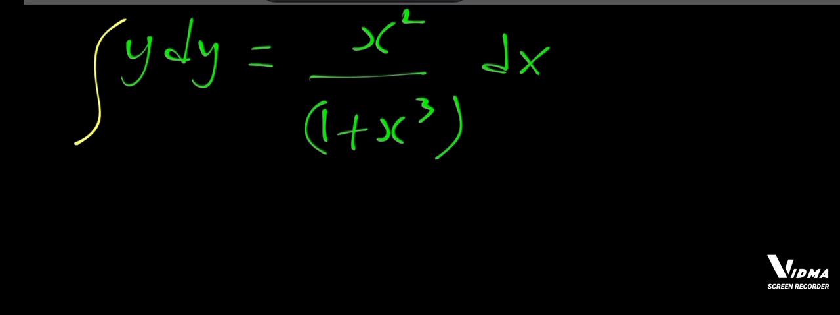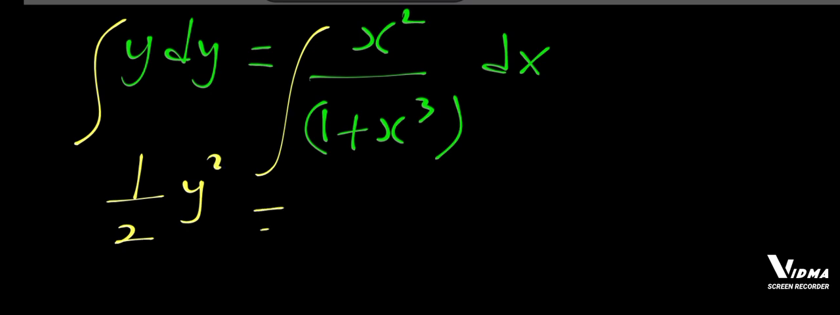So I introduce my integral sign, and the integral of y with respect to dy is just going to give me what? 1 on 2 y squared. And on my right hand side, we see that when I differentiate my denominator, I'm going to get 3x squared. But there is an x squared in my numerator.